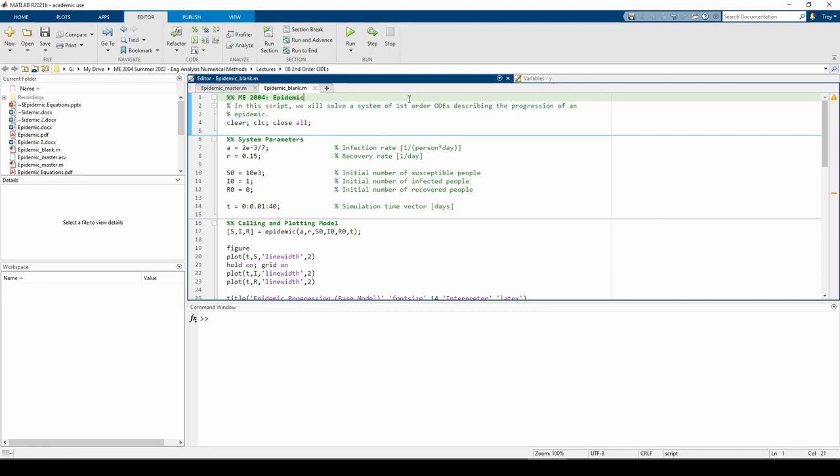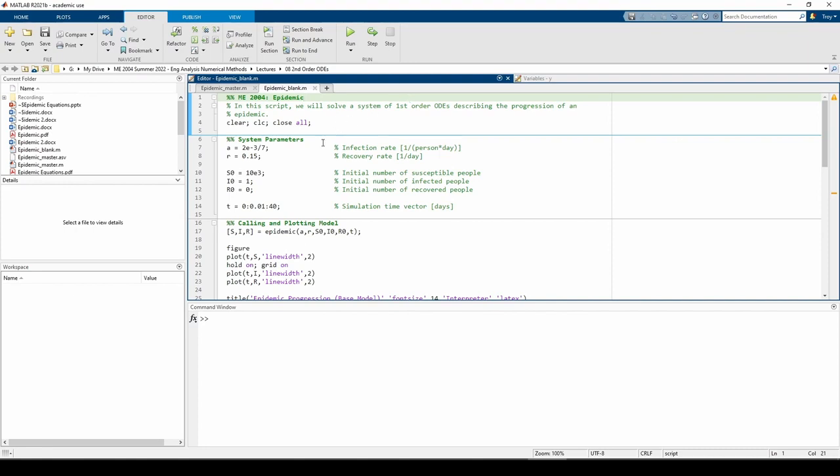In this two-part example, we'll solve a system of ODEs describing the dynamics of an epidemic spreading throughout a population. In the last video, we derived the coupled system of first-order ODEs by hand and lumped the ODEs into a 3x1 vector of ODEs. In this video, we'll implement the vector of ODEs in Matlab.